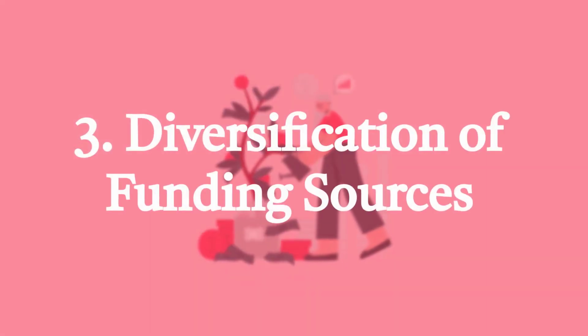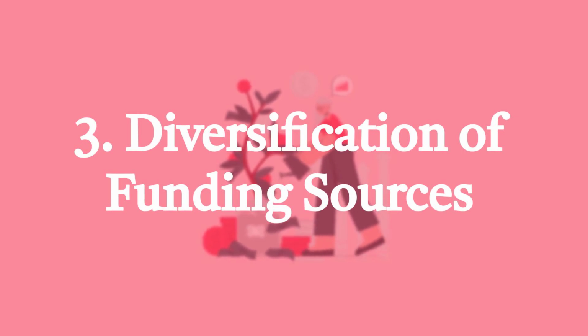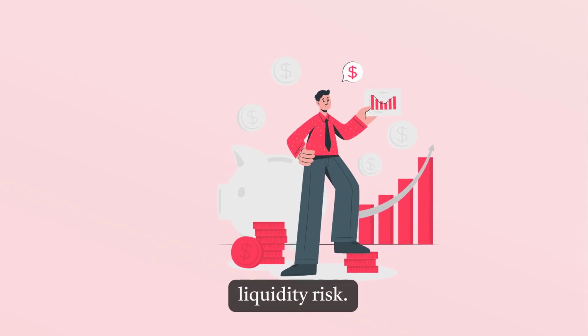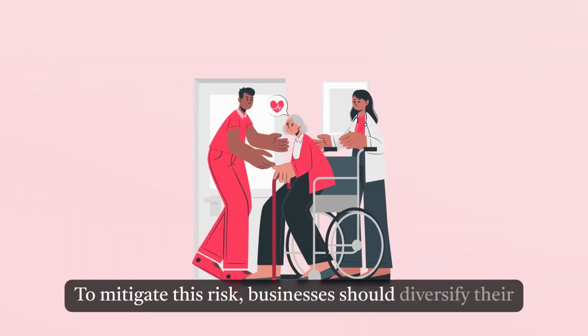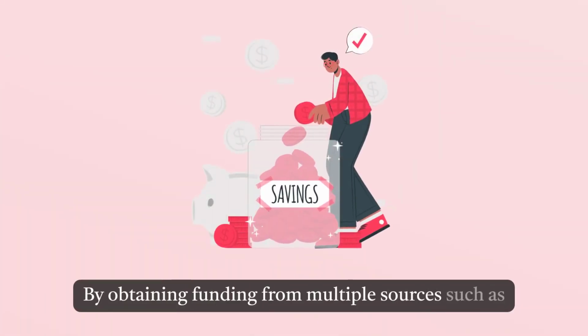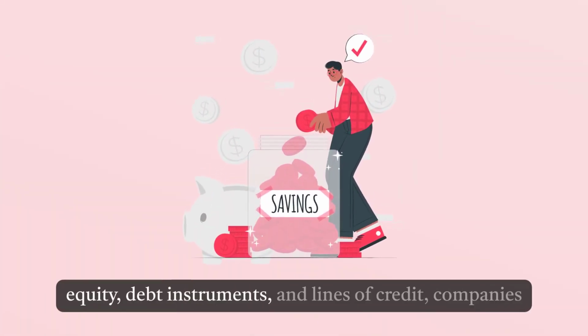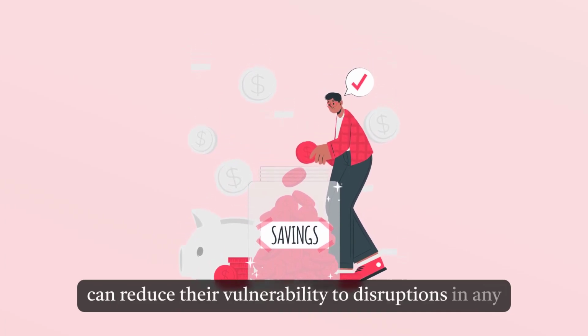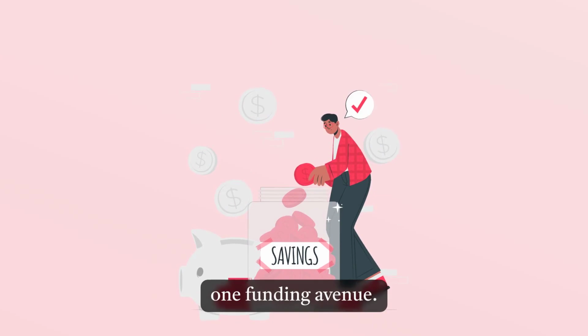3. Diversification of funding sources. Relying on a single funding source poses significant liquidity risk. To mitigate this risk, businesses should diversify their funding sources. By obtaining funding from multiple sources such as equity, debt instruments, and lines of credit, companies can reduce their vulnerability to disruptions in any one funding avenue.